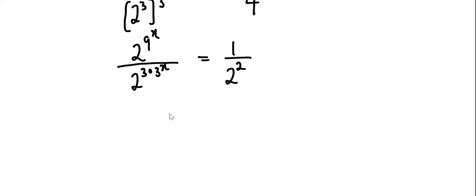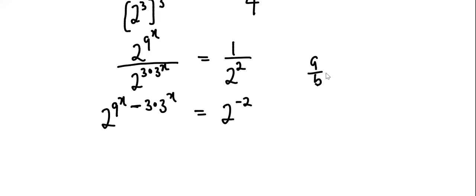And from this, here we have 2 to the power of 9^x. Using the rule of indices, this is going to be minus 3 times 3^x, which equals 2 to the power of negative 2. Here, I'm going to use this rule of indices that says 2 to the power of a over 2 to the power of b is equivalent to 2 to the power of a minus b. So this is what I used.